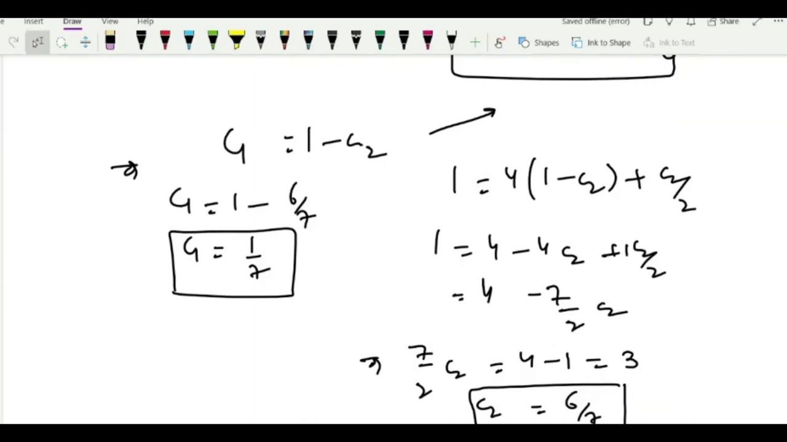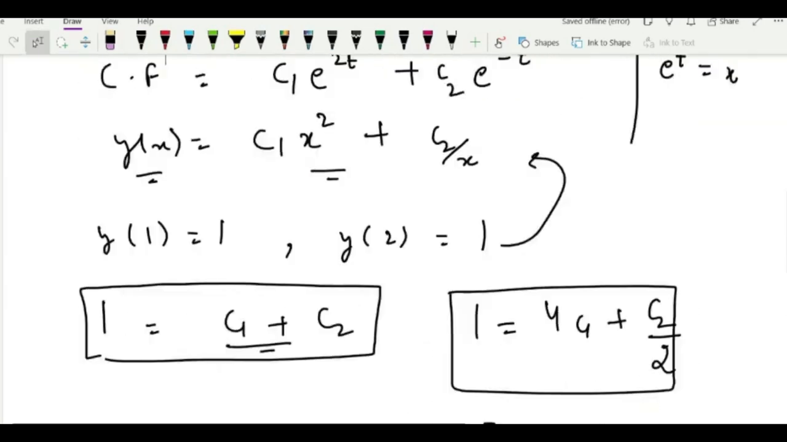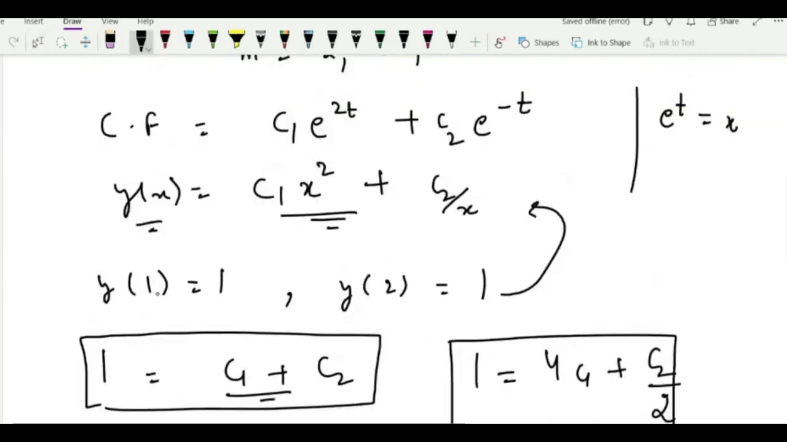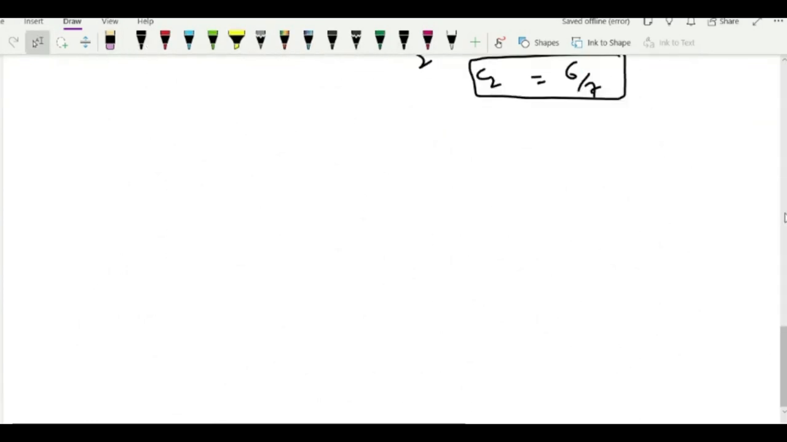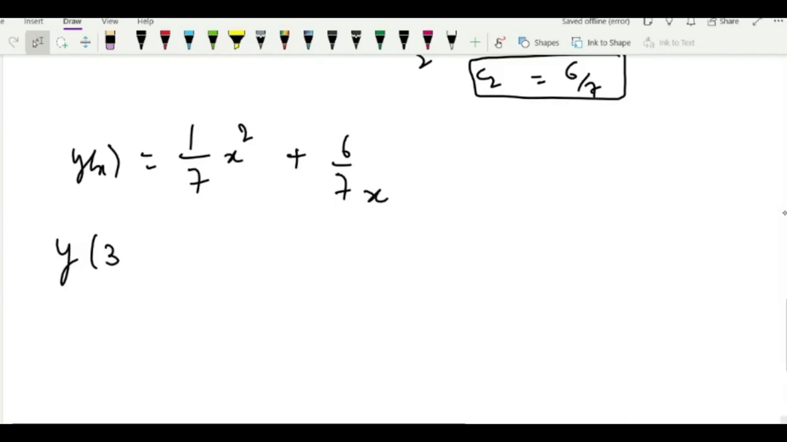Substituting back in the solution, which is C1 x² plus C2 by x, we get C1 x², where C1 is 1 by 7, and C2 by x. So this is our y(x), and the question asks about x equal to 3, the value of y at x equal to 3.